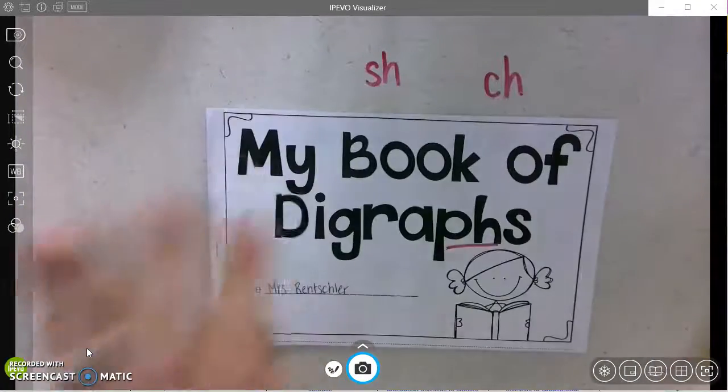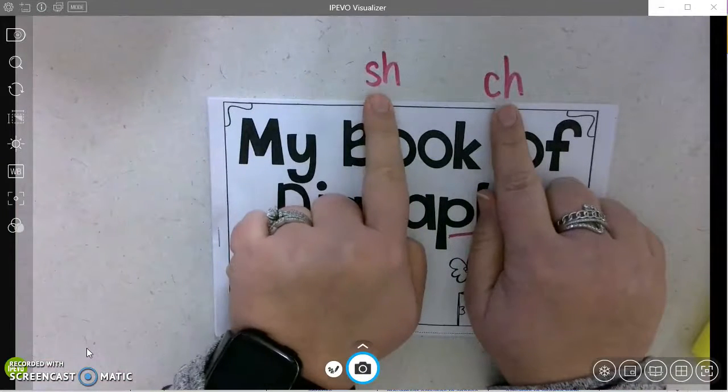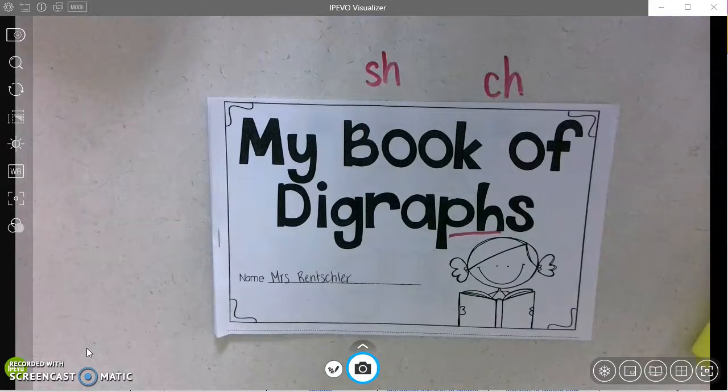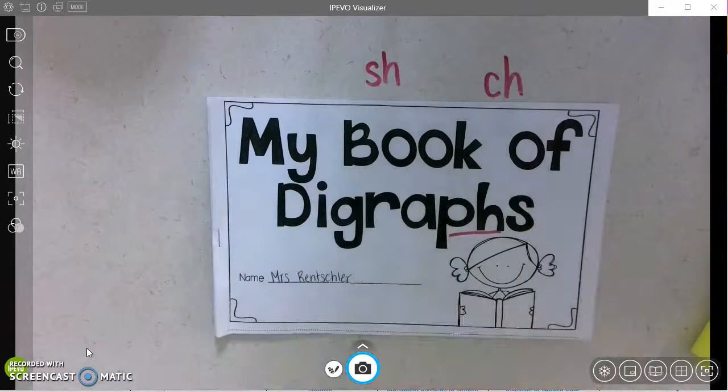All right, so we did find a couple of CHs in our book. Your SHs should have already been highlighted from last week. Today, your assignment is to say the word and then to decide if you hear the SH sound or the CH sound.